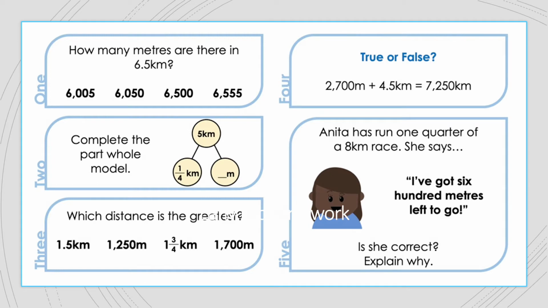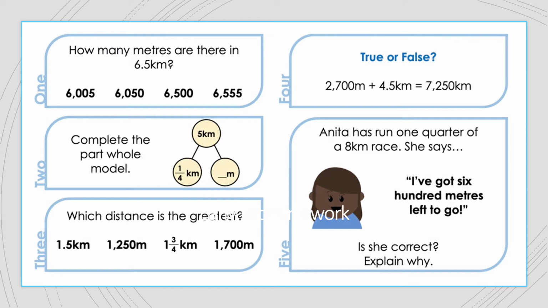Number 5. Anita has run 1/4 of an 8-kilometre race. She says, I've got 600 metres left to go. Is she correct? Think about 8 kilometres and 600 metres left to go if she's only run 1/4 of 8 kilometres. Have a go, okay? And then we'll go over the answer. Pause the video now. Okay, then you've had enough time there.